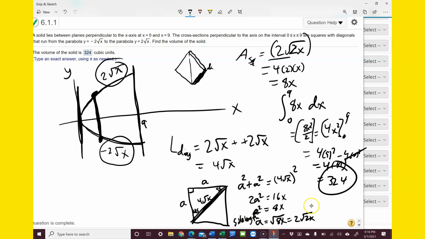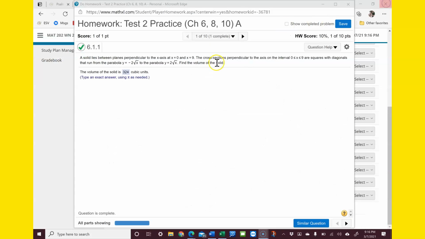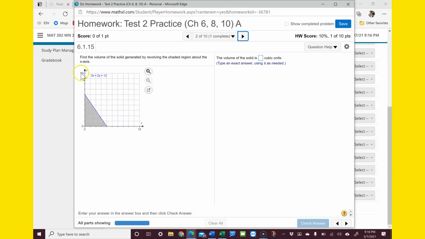And I did type it in already, and did get it right. 324. Moving on to number 2. Find the volume of the solid generated by revolving the shaded region about the x-axis. Okay then.